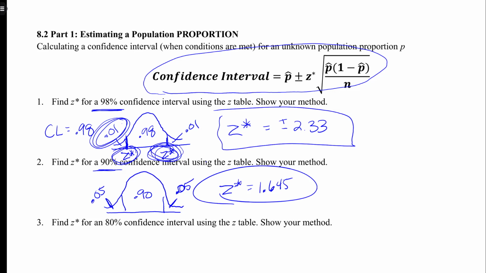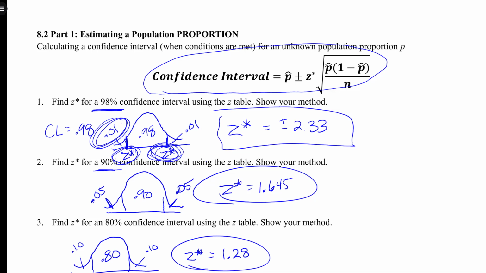Okay? Go ahead and take a look at example number 3. Pause the video, take a look at your z-table, and figure it out. So now we should end up seeing, for this example number 3, a z-star of 1.28. Hopefully you got that one right. If you don't, take a look at the diagram and check with your neighbors, try and figure it out. Now, let's go ahead and move on to example number 4.